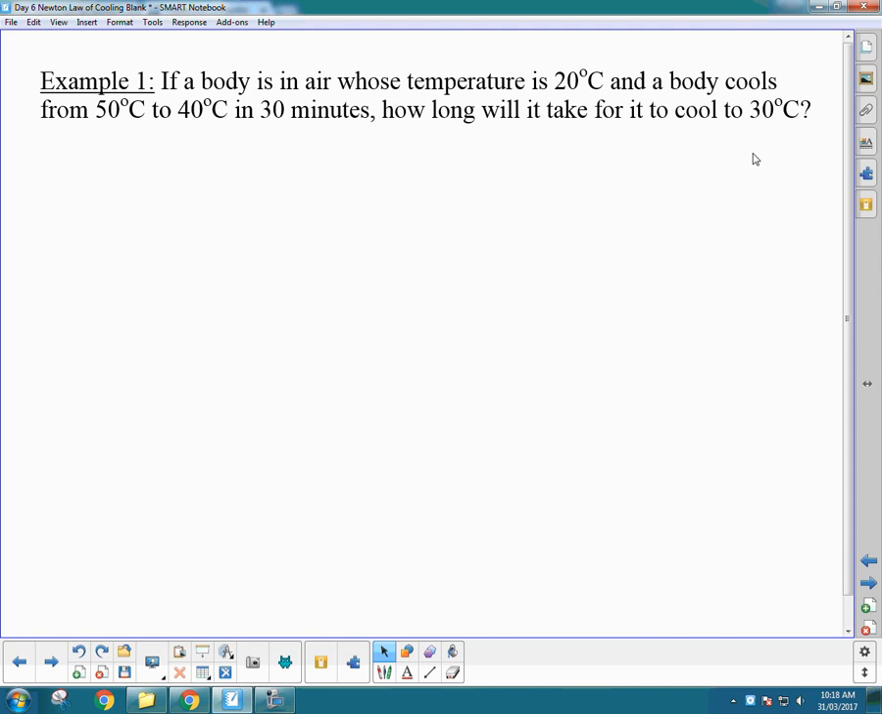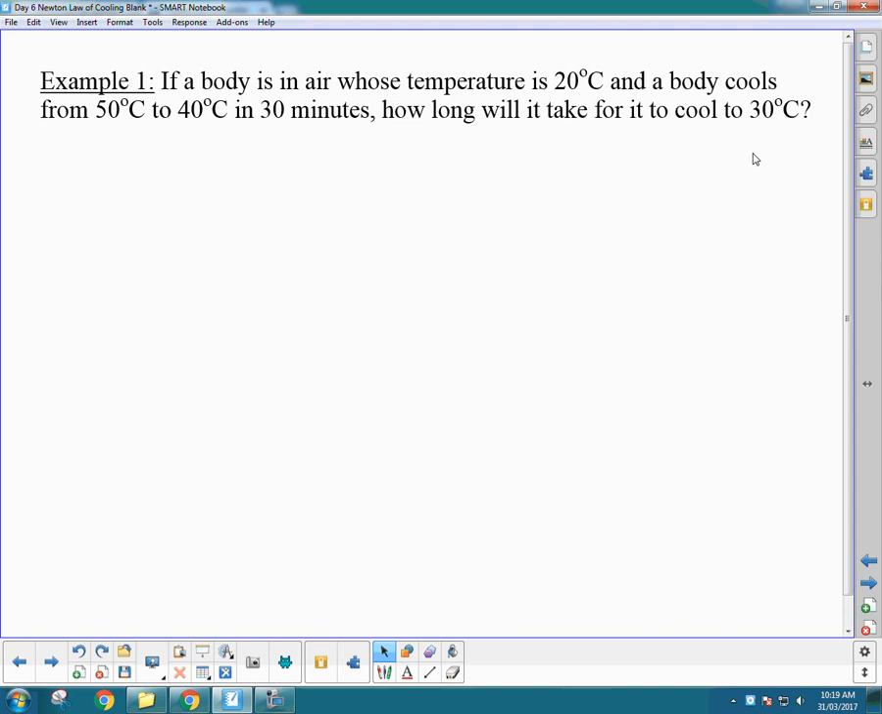For starters, it just says a body. That doesn't necessarily mean a body lying on a table. It is just an item, whatever this thing is. But right now we know that its surrounding temperature is 20 degrees and the body itself is 50, and it cools from 50 to 40 in 30 minutes. So we want to know how long it's going to take to cool the next 10 degrees. I can tell you it's not going to be another 30 minutes because it doesn't decrease in a linear fashion. It's not a linear function. It's an exponential function, so it's going to slow down. It's going to cool down at a different rate. That's what this question's about.